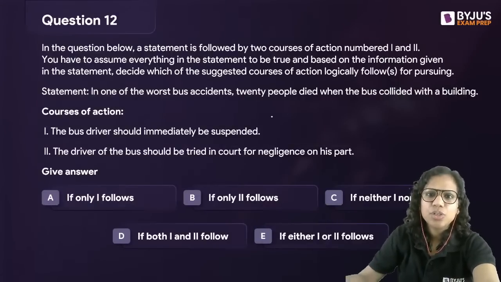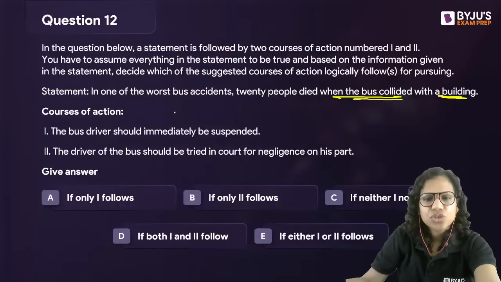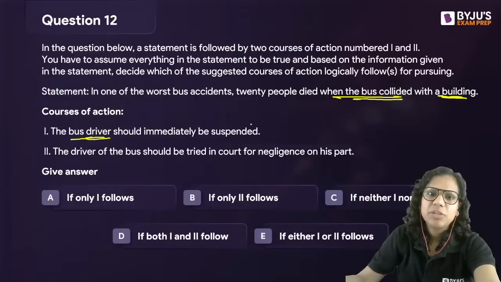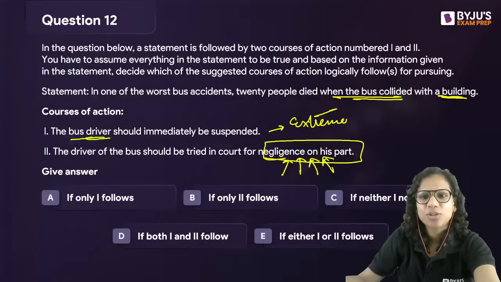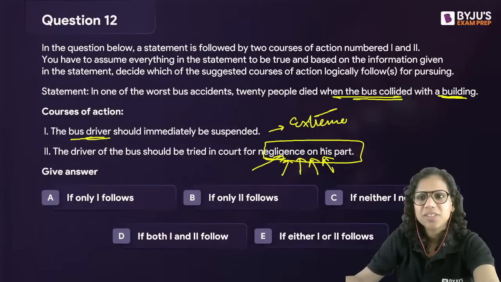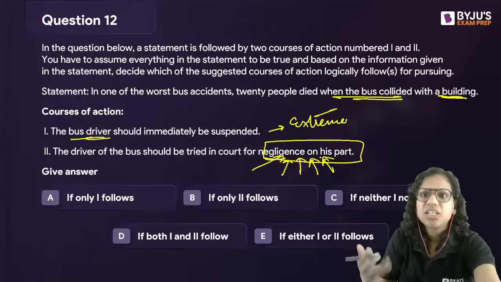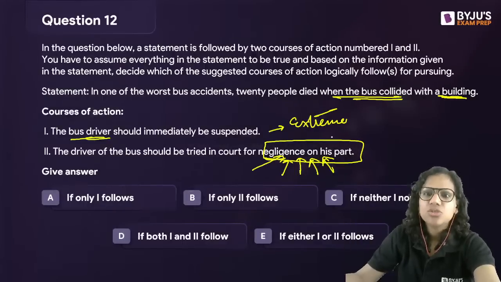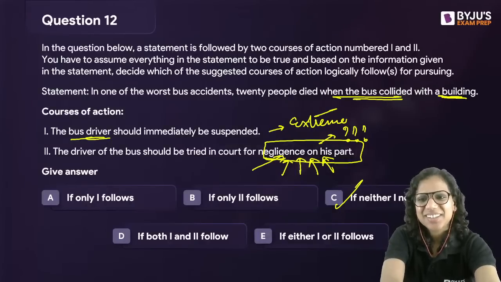So, in one of the worst bus accidents, 20 people died when the bus collided with a building. We don't know why the bus collided with a building. What was the cause behind it? So, the bus driver should be immediately suspended, extreme. Then, for negligence on his part, we don't know whether there was negligence on his part or not, right? So, it could be a fault with the bus itself, let's say with the technology of the bus itself, right? It could be a fault with the road management, let's say traffic management, because of which the bus collided. So, again, we don't know. There's a question mark here. So, neither. C is the answer here.